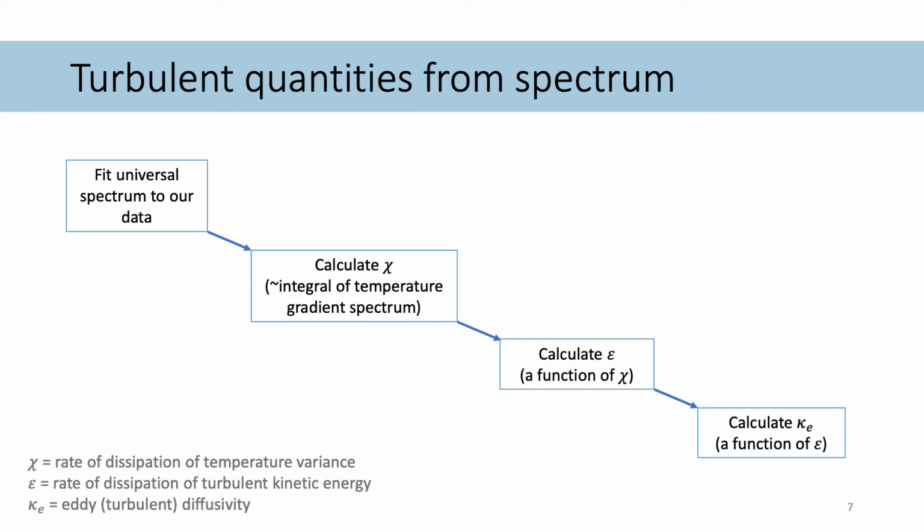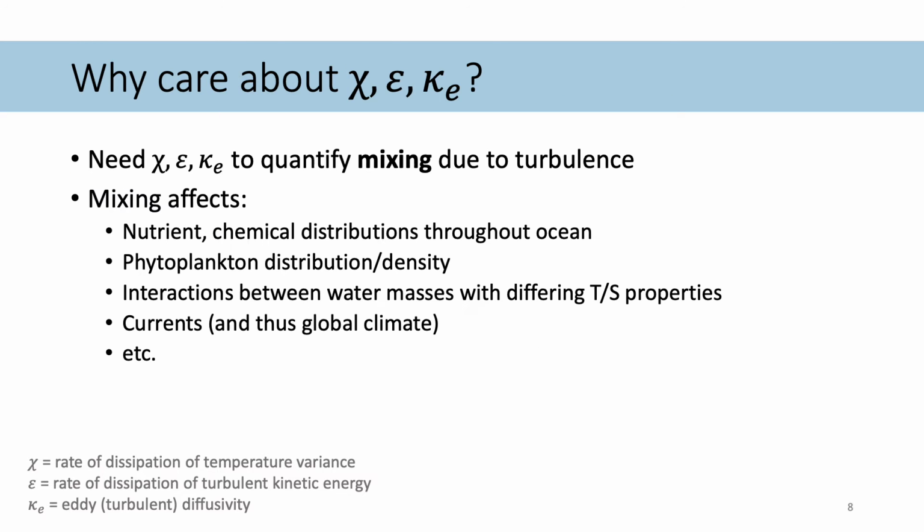So first we fit the universal theoretical spectrum to our data. Then we calculate chi, the dissipation rate of temperature variance, which comes from the integral of the temperature gradient spectrum. Then we can calculate epsilon, the dissipation rate of turbulent kinetic energy, from chi, and then finally we can calculate the eddy diffusivity, also known as the turbulent diffusivity, from epsilon. Recall that the eddy diffusivity quantifies the amount of mixing happening because of turbulence. So all of these parameters are important in quantifying turbulence.